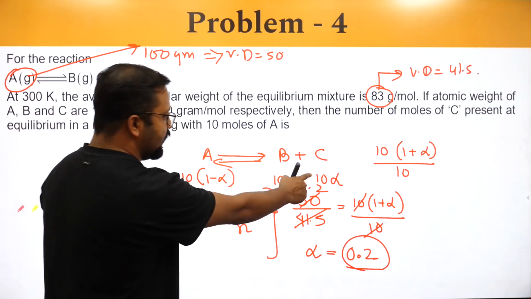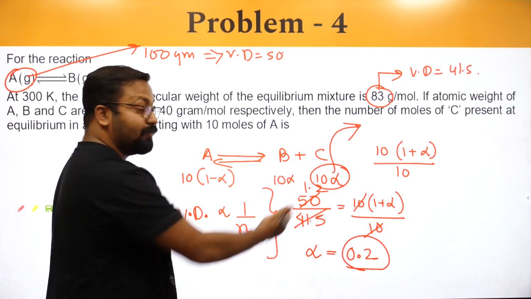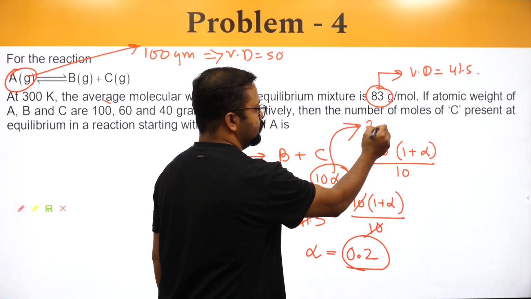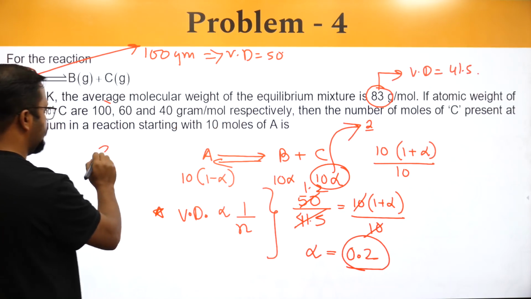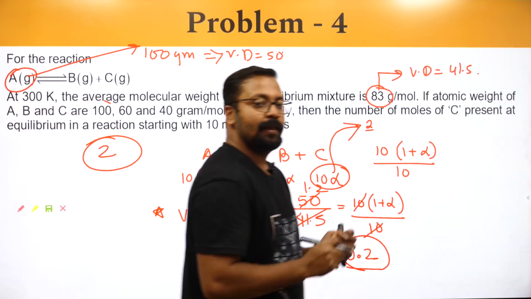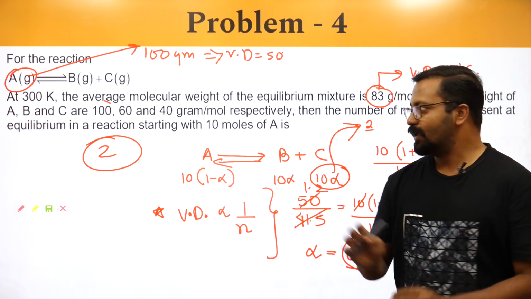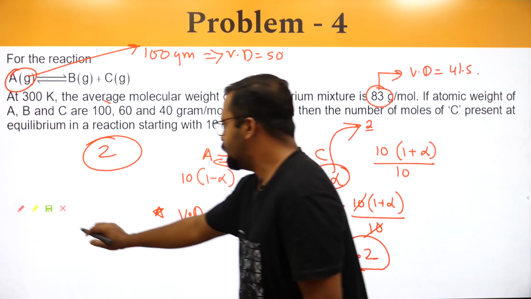Alpha निकल गया तो C निकालना कितना easy है. 10 alpha is the amount of C. So 10 times 0.2 turns out to be 2. The right answer to this question, number of moles of C 2 हो जाएगा. Integer type question है, आपका आंसर 2 आना चाहिए. Is this clear? This is how you should solve the question. Okay, let's move ahead.